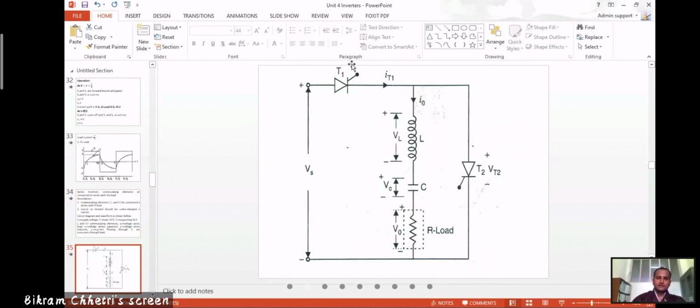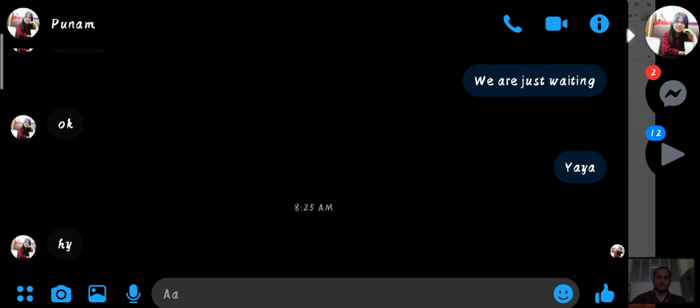This is the main switch, main thyristor. This is the auxiliary thyristor, supporting thyristor. With this, L and C are commutating. This is the load. Now this is a series inverter. So IT1 is the current flowing through T1, and I naught is the current through the load. Whatever current is flowing through this is flowing through the load.